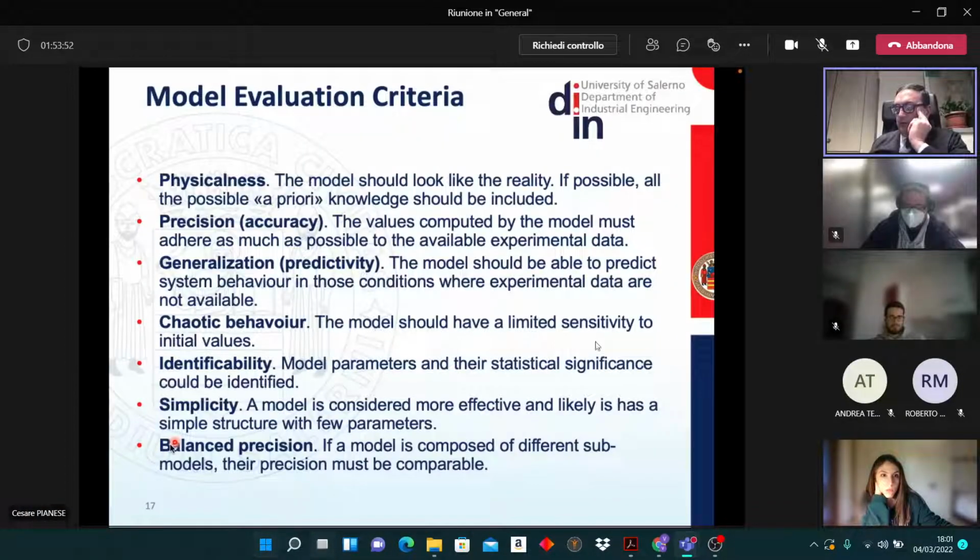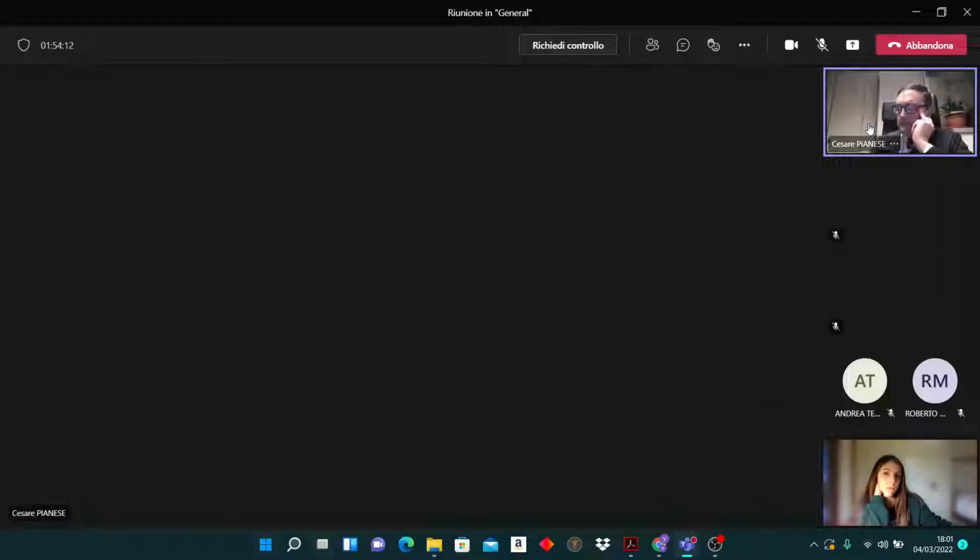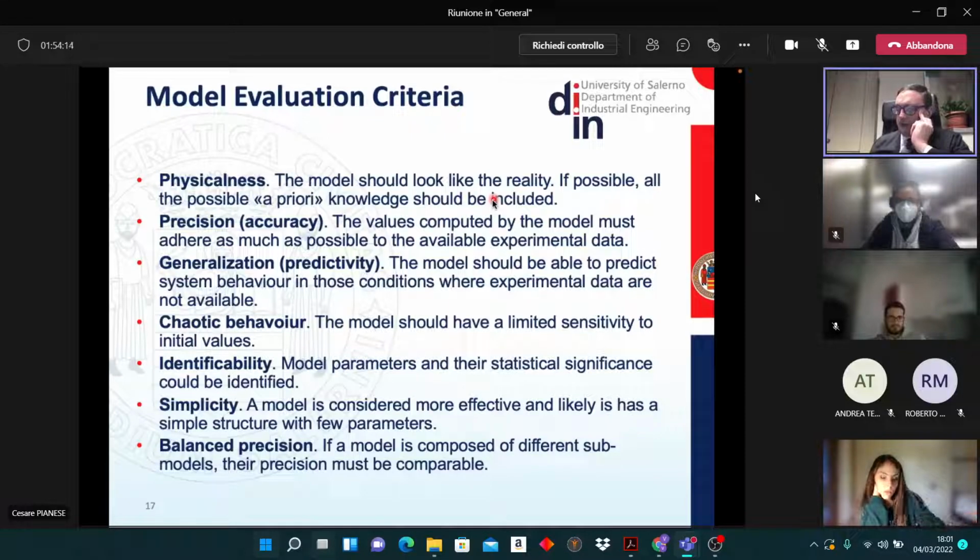For the first property, the model should be a good representation of the reality. So it's the case of the menu. If the menu is good at representing, you may have the idea of eating it, but it's not the same. So it's the best representation of the reality. Why? How could we do that? By introducing all the a priori knowledge, which is included in the model.